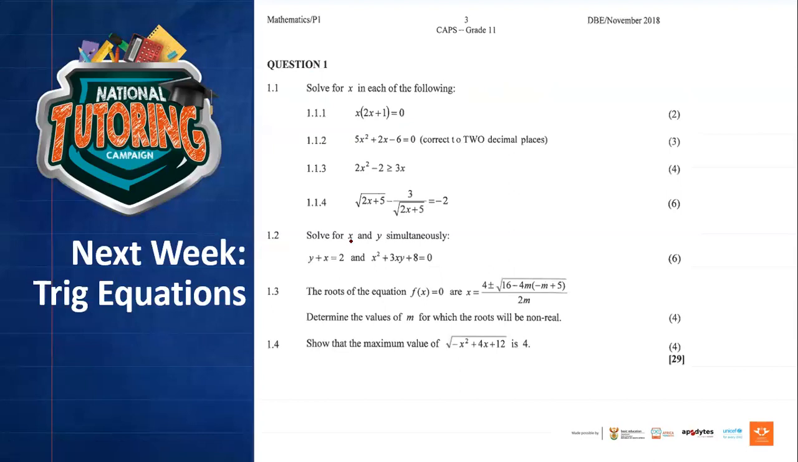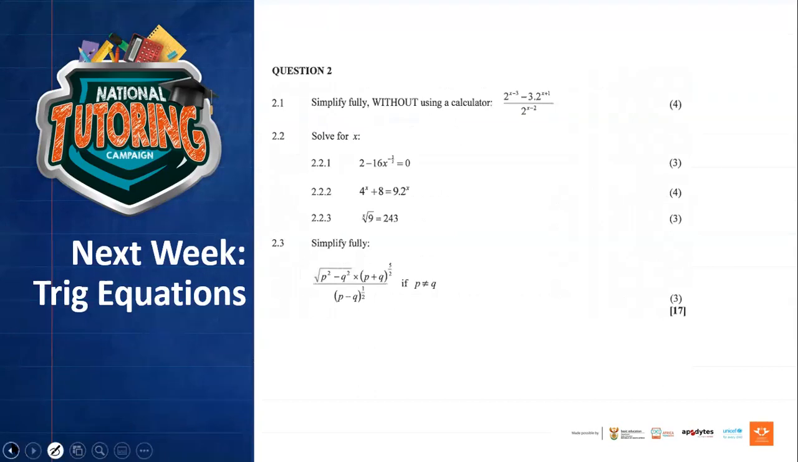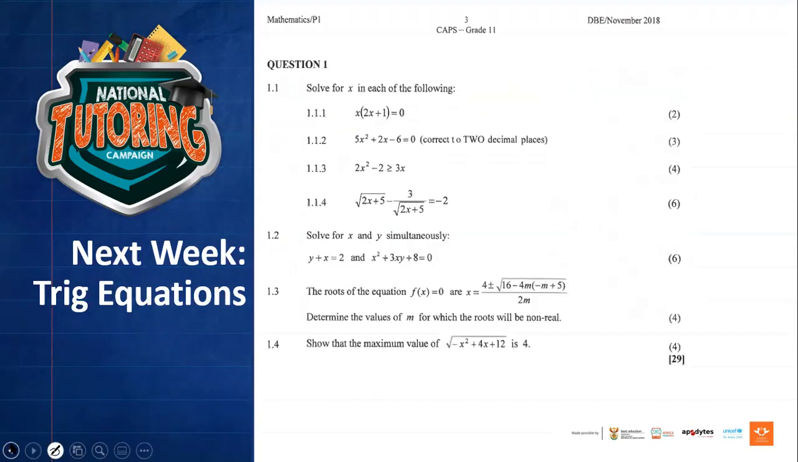Most of the questions that I've looked at today have come from past papers, this DBE November 2018. Some of our simultaneous equations and some of our exponential equations came from there. I just want to show you in the last few minutes question 1 and question 2. You're going to get questions like this, and if you know your equations and inequalities, it's a great place to start scoring your marks.